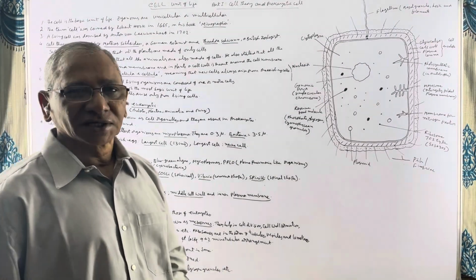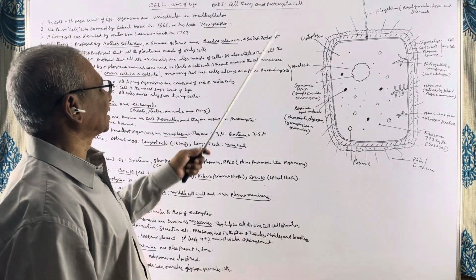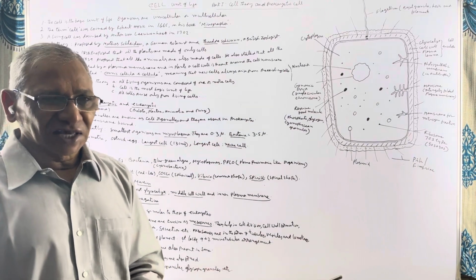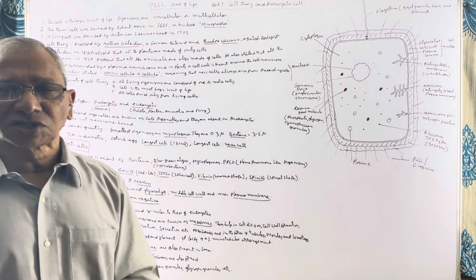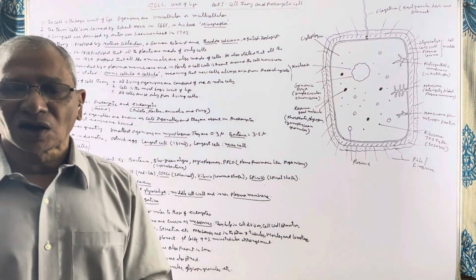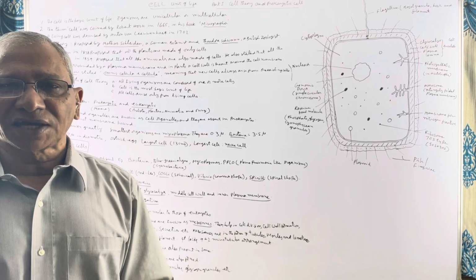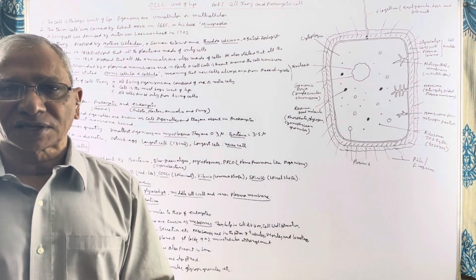The topic taken today for discussion is cell theory and prokaryotic cells. Cell is the basic unit of life. All the living organisms are made of either one cell or more than one cell. That is, organisms are either unicellular or multicellular.